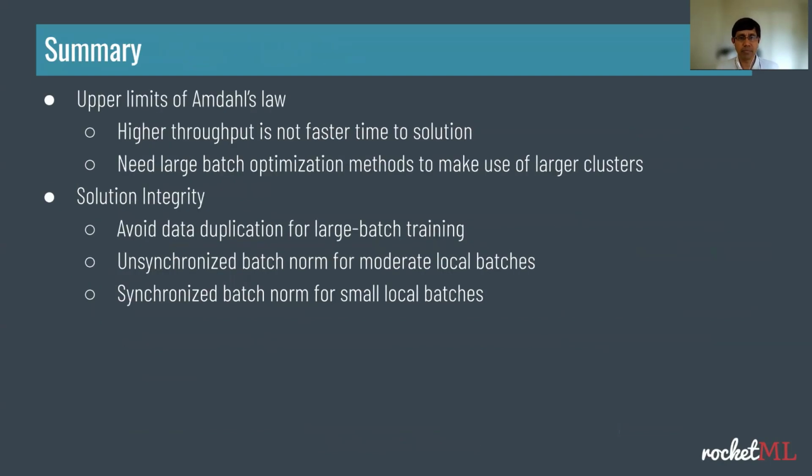To summarize, in this part, we covered the key tenets of HPC software and in specific the upper limits of Amdahl's law, and how to reach that. Higher throughput is not faster time to solution, and you need large batch optimization methods to make use of large clusters. And for solution integrity, avoid data duplication for large batch training, and use unsynchronized batch norm for moderate local batches, and use synchronized batch norm for small local batches.